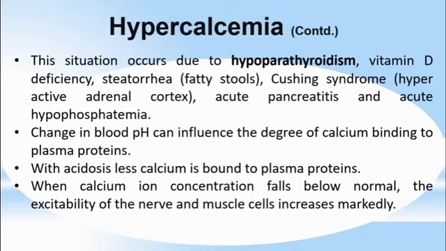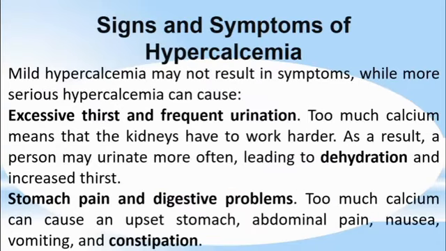Changes in blood pH can influence the degree of calcium binding to plasma proteins as well. With acidosis, less calcium is bound to plasma proteins. When calcium ion concentration falls below normal, the excitability of nerve and muscle cells increases markedly. There are some signs and symptoms when hypercalcemia is the problem with somebody.